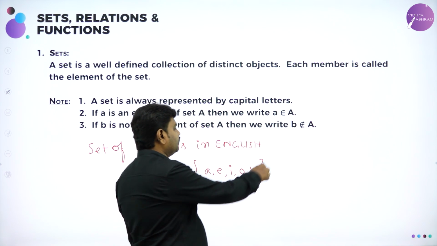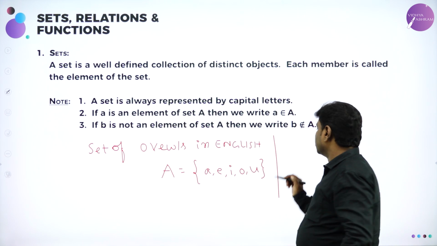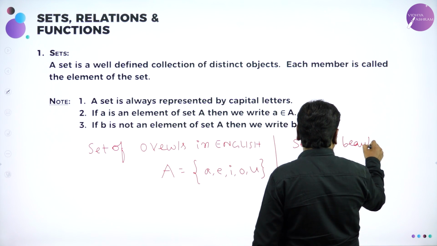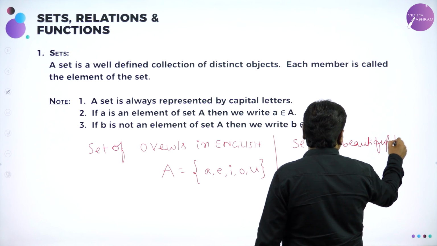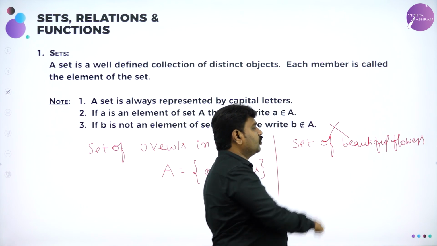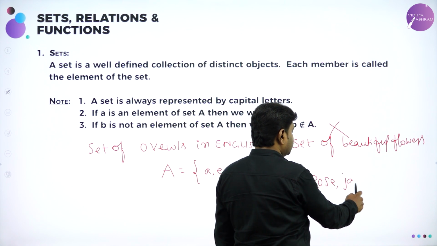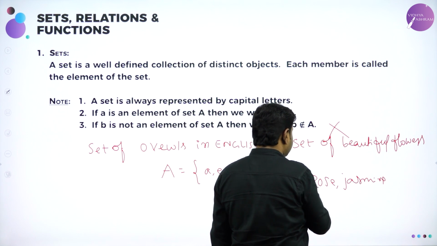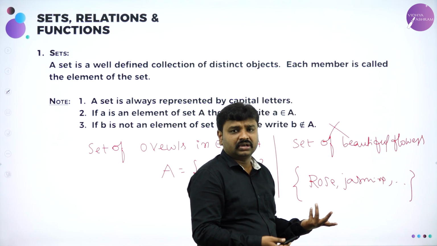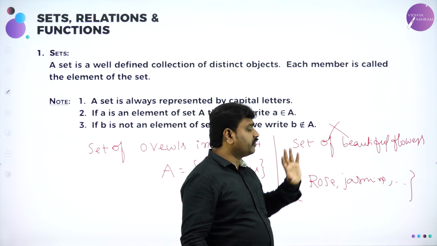Now coming to the other example, if I ask for the set of beautiful flowers, remember, this is not a set. Why? Because if I say, sir, I can write the set, I'll say rose, jasmine. Like that I'll write the set of flowers. For someone, rose may be beautiful. For someone, rose may not be beautiful. For someone, jasmine may be beautiful. For someone, lily may be beautiful. So, the set of beautiful flowers.